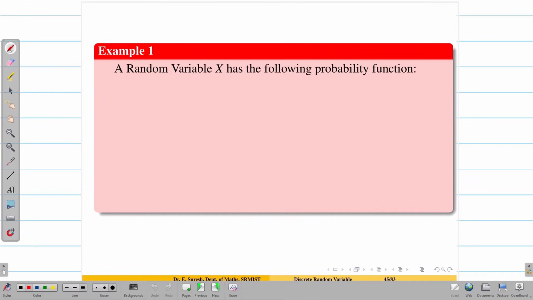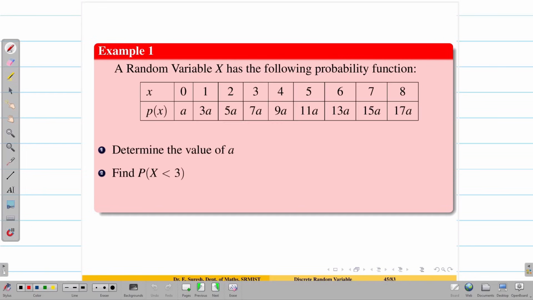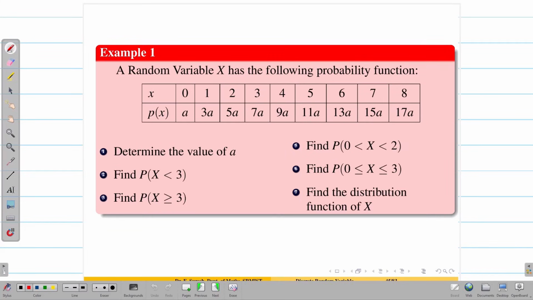Random variable X has the following probability distribution. First, we have to determine the value of A, probability of X less than 3, greater than or equal to 3, probability of X lies between 0 to 2. Similarly, X lies between 0 to 3, including 0 and 3. Finally, we have to find the distribution function of X. First, we have to find the value of A.